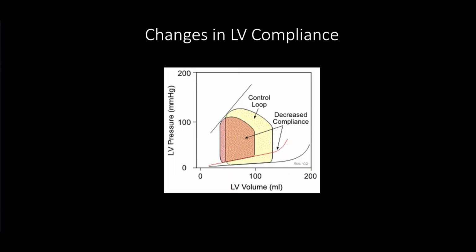Okay, one last example. Here's a control loop, and you can see that this is the compliance curve right here, and then all of a sudden, the compliance curve gets stiffer, and you have a patient with decreased compliance, and for every change in volume, the pressure goes up greater.